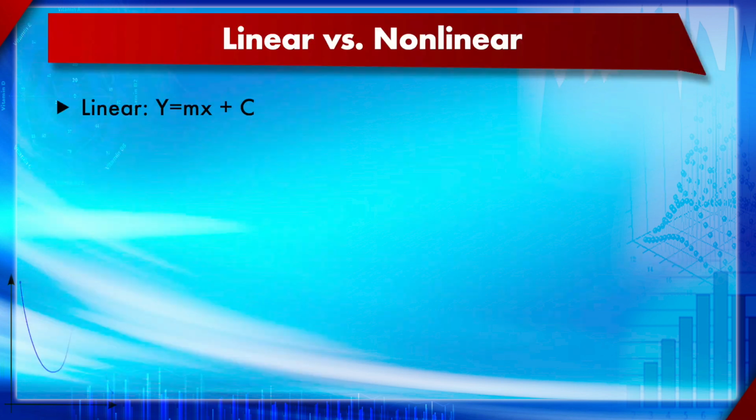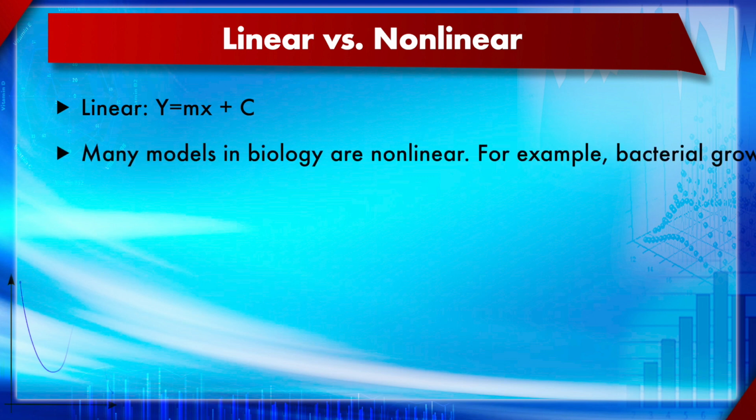So what is the difference between linear and non-linear? Of course, linear has the linear equation, that is y equals mx plus c, but non-linear is obviously not a straight line. And linear regression doesn't have much utility in the biological sciences, because a number of models in biology are non-linear. For example, bacterial growth rate or growth curve, dose response in pharmacology, or enzyme kinetics. All these are non-linear models.